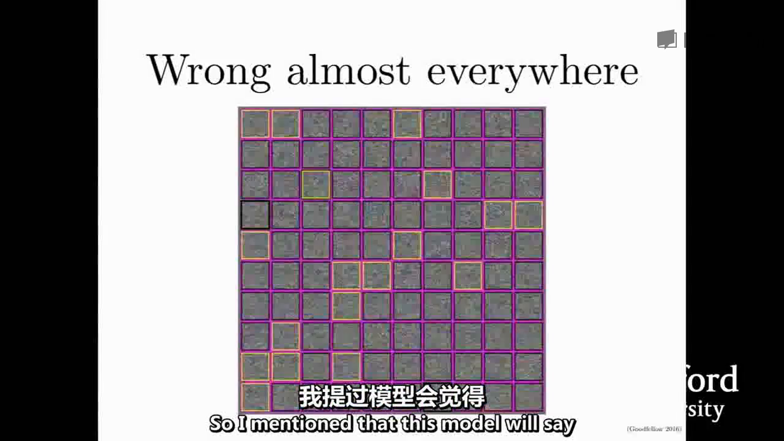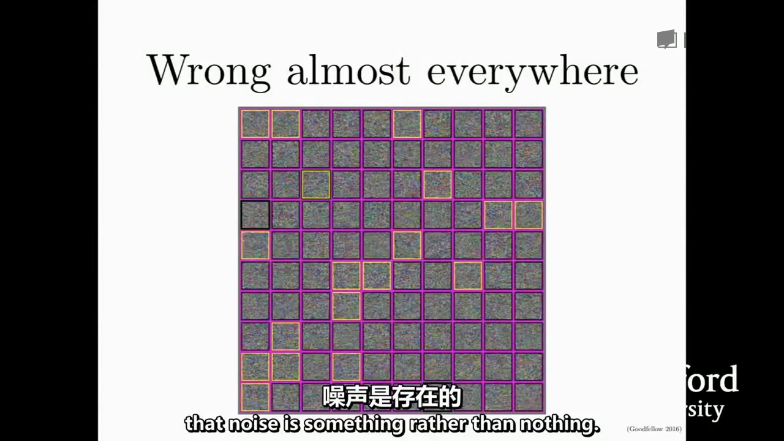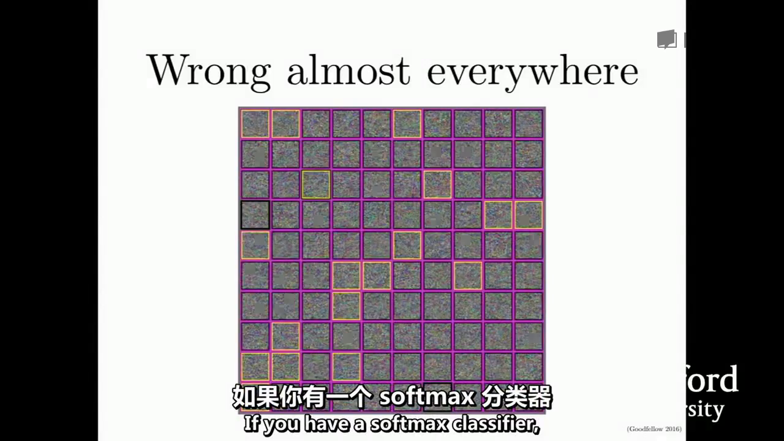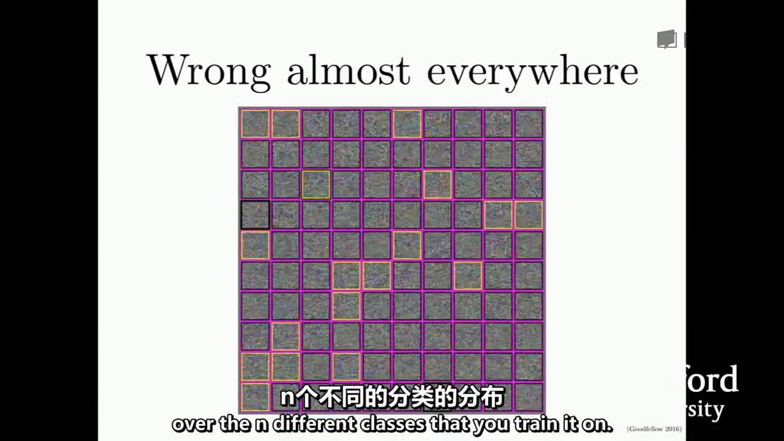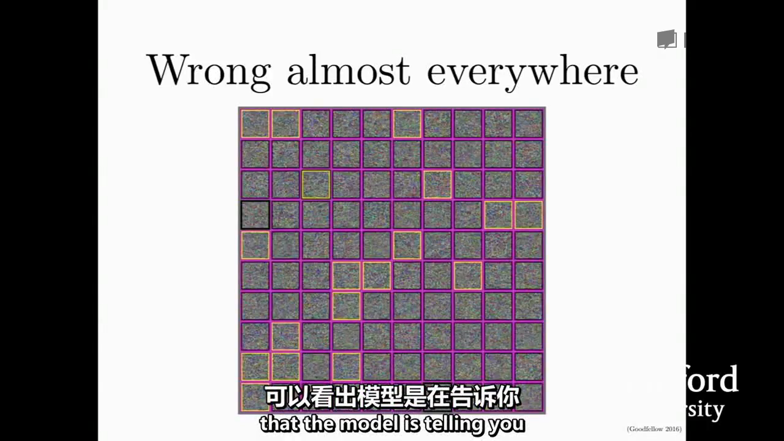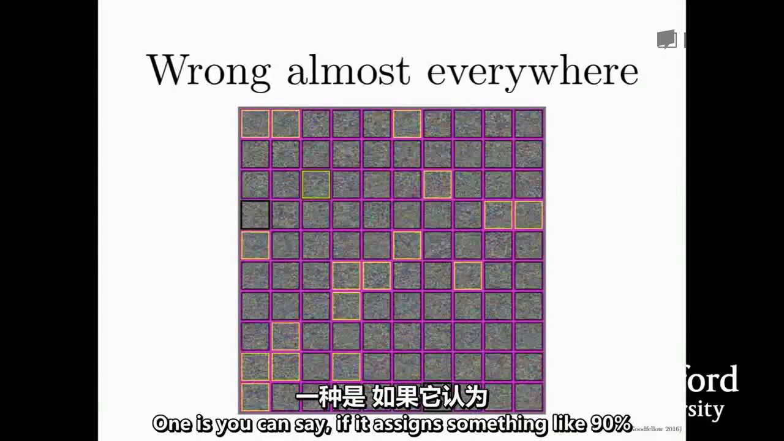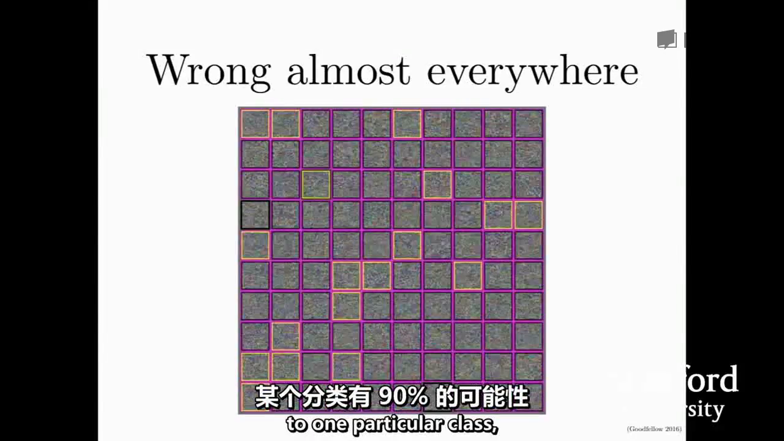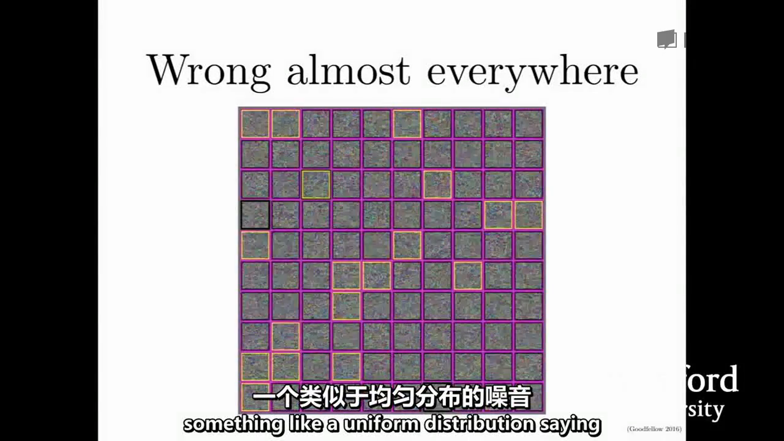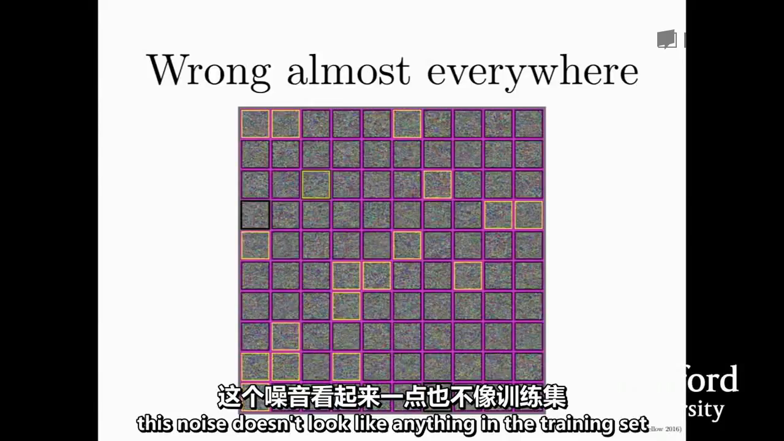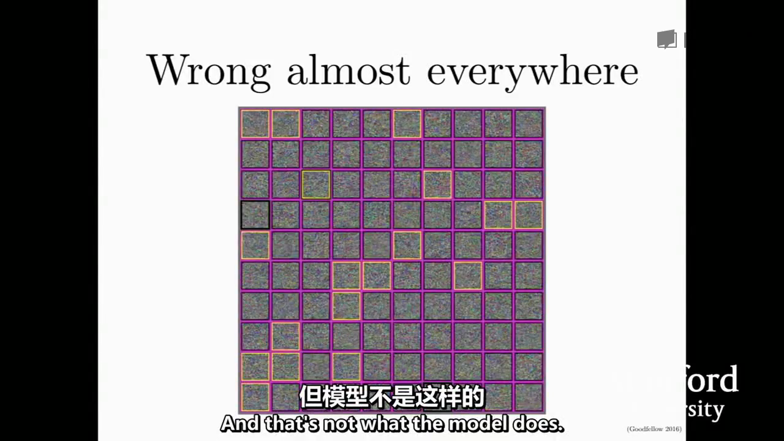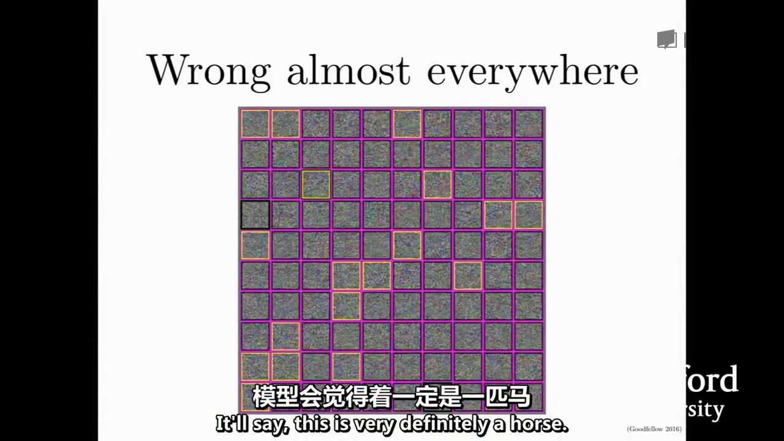So I mentioned that this model will say that noise is something rather than nothing. And it's actually kind of important to think about how we evaluate that. If you have a softmax classifier, it has to give you a distribution over the n different classes that you train it on. So there's a few ways that you can argue that the model is telling you that there's something rather than nothing. One is you can say if it assigns something like 90% to one particular class, that seems to be voting for that class being there. We'd much rather see it give us something like a uniform distribution saying this noise doesn't look like anything in the training set, so it's equally likely to be a horse or a car. And that's not what the model does. It'll say this is very definitely a horse.